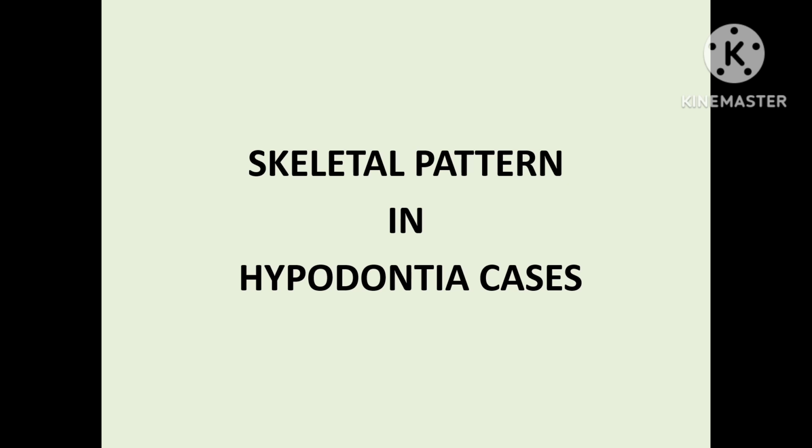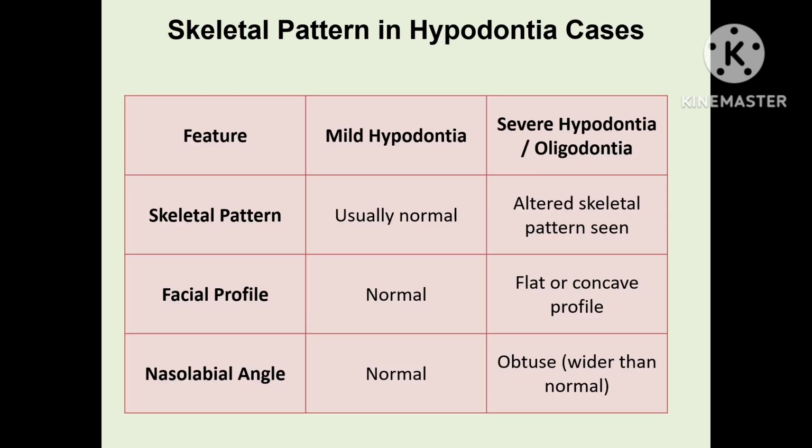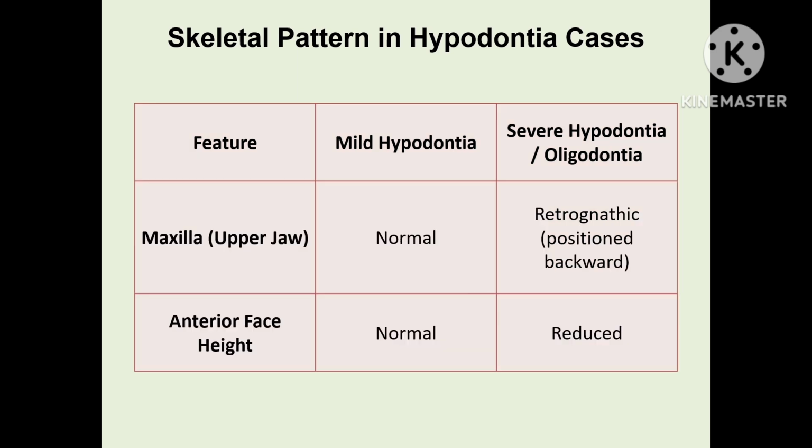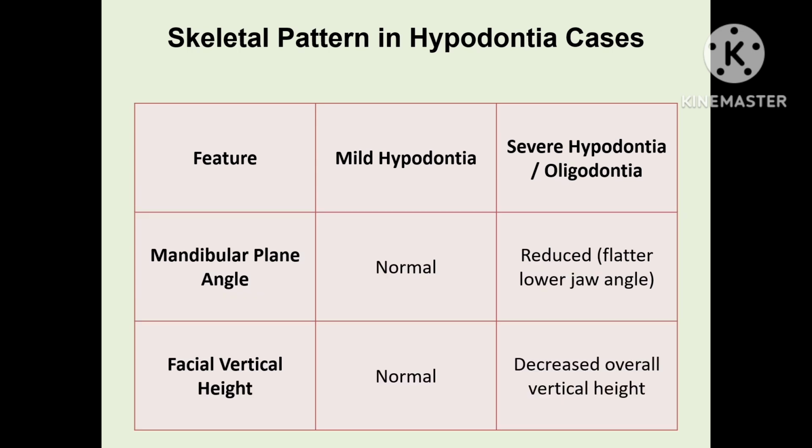But in severe cases, especially when many teeth are missing, as in the case of oligodontia, or when other conditions like hypohydrotic ectodermal dysplasia are present, there may be changes in facial structures. This may include a concave facial profile where the face appears flat or sunken, a wider nasolabial angle, a retrognathic maxilla, a shorter anterior facial height, a flat or lower jaw angle, or an overall reduction in the vertical height of the face. All these changes can affect both appearance and bite and may influence how the treatment is planned.